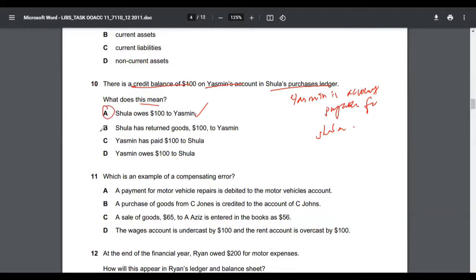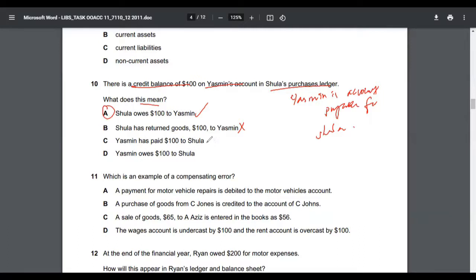But let's also look into option B, C, and D. Shula has returned goods $100 to Yasmin. No, that is not true. There's no indication, there's no statement saying that Yasmin returned $100 worth of goods to Shula.